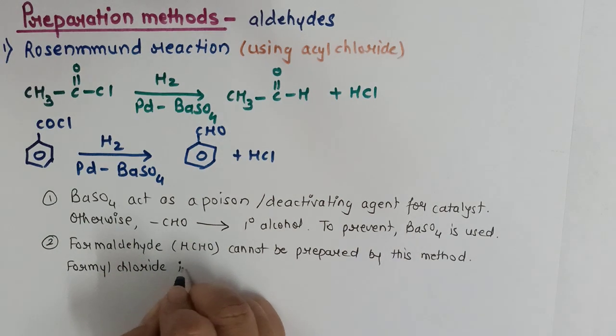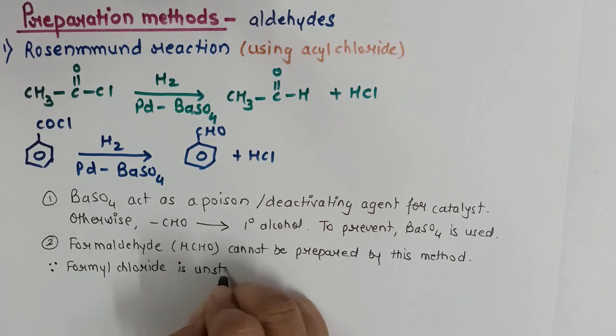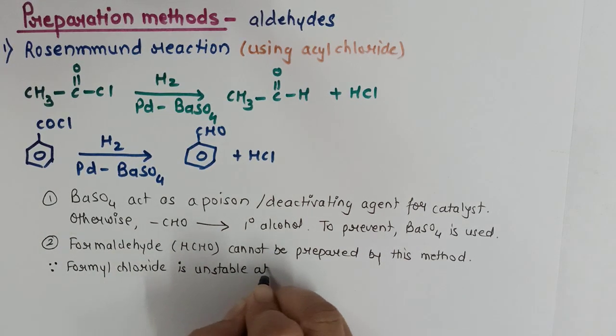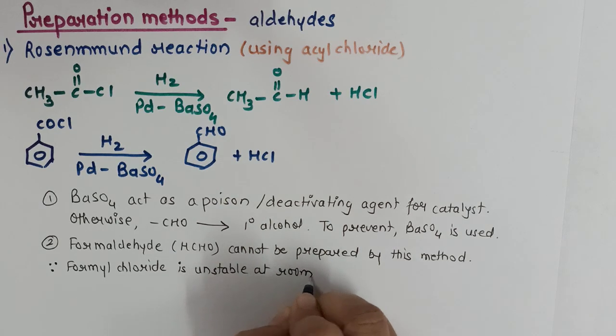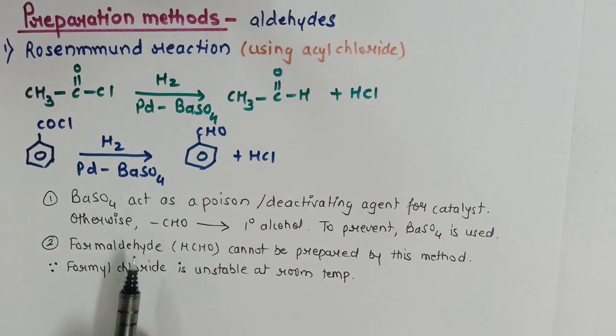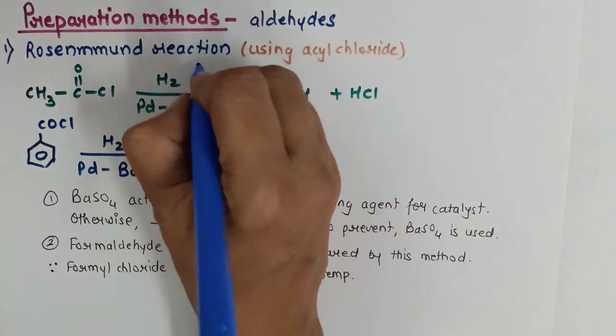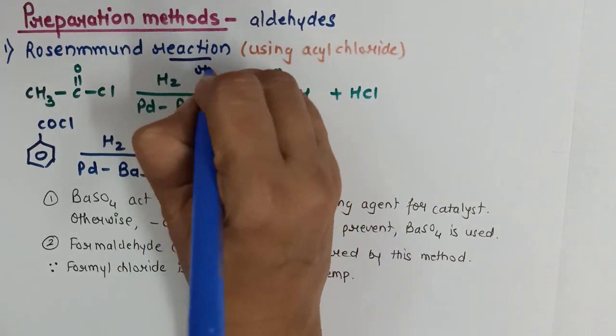Formyl chloride is unstable at room temperature, and therefore it is not easy to convert formyl chloride to formaldehyde. Remember, this reaction, Rosenmund reaction, can also be called Rosenmund reduction.